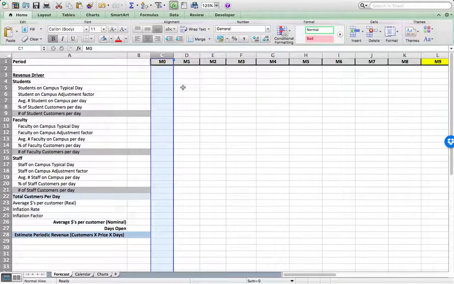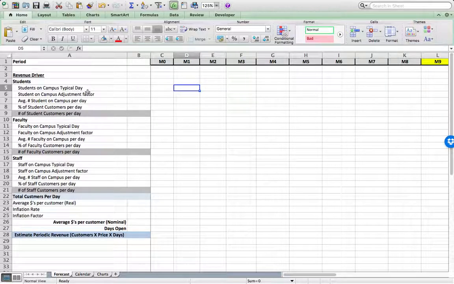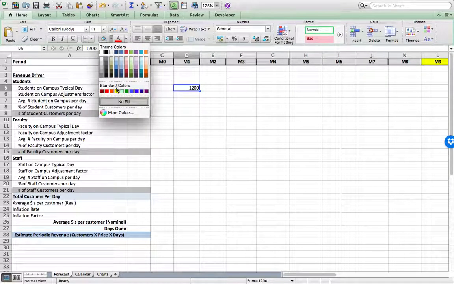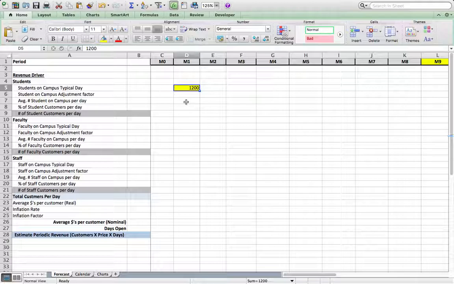So we're going to start out with the basic assumption, students on campus in a typical day. We said there would be 12,000. Okay, you're going to see I use this convention over and over. Whenever I'm putting in a hard-coded number, I'm going to highlight that in yellow, and you'll see why later.